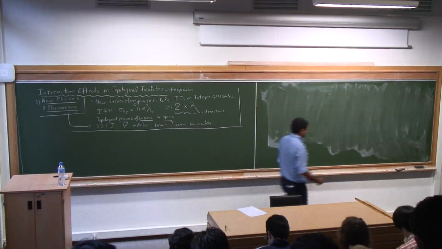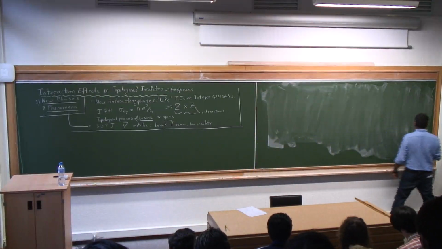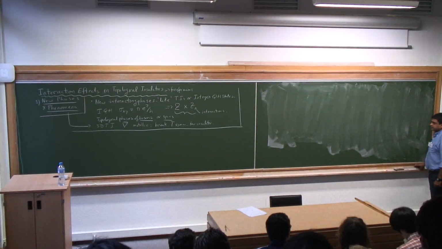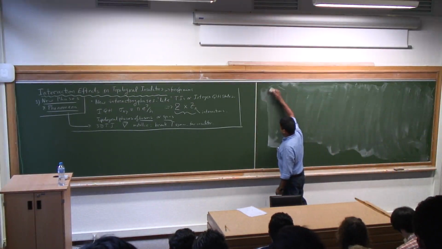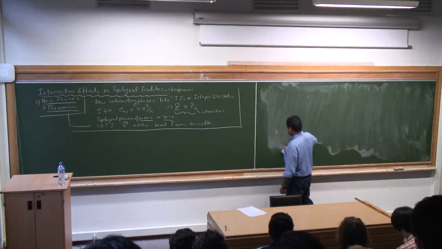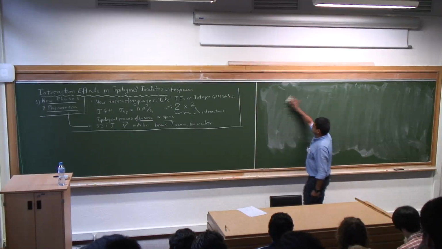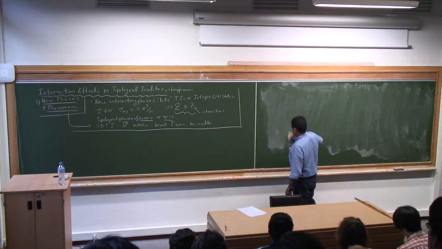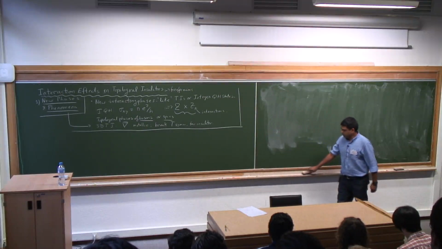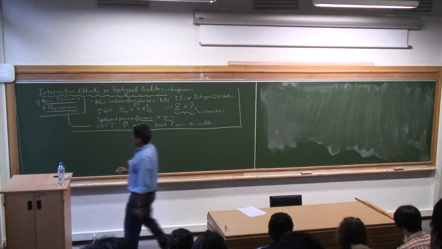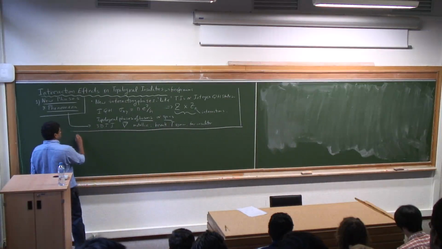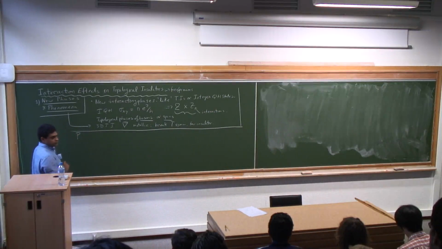So let's first talk about new phases, and to do that, we'd like to define properties that could help us identify a state of matter. When you say there's a new state of matter, how do you know that it is really a distinct state? So let's talk a little bit about phases of matter, because we're going to eventually talk about a new phase.